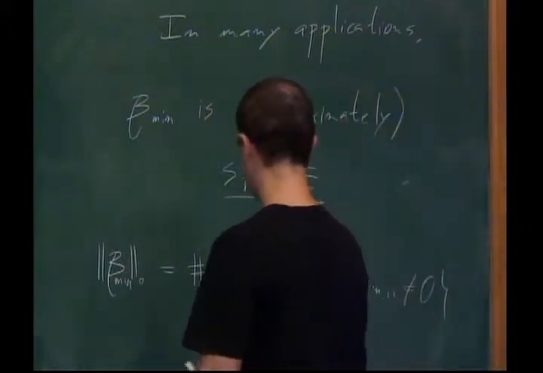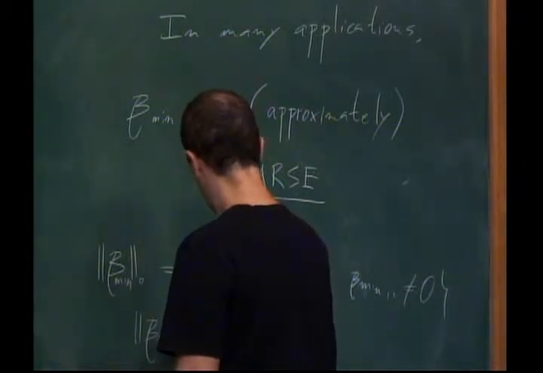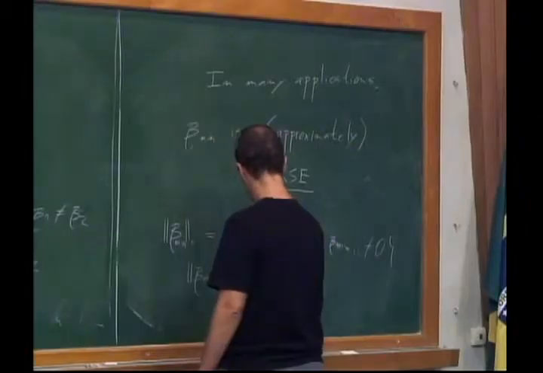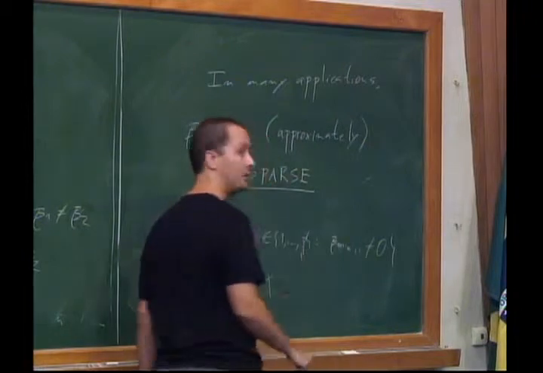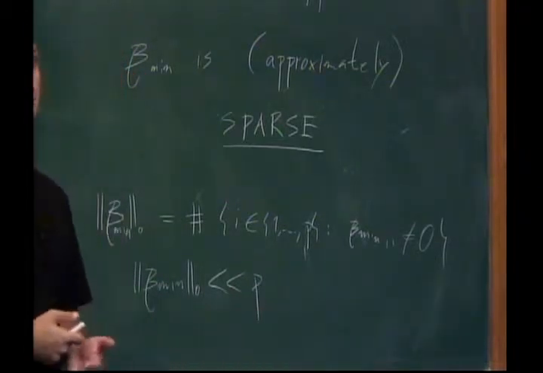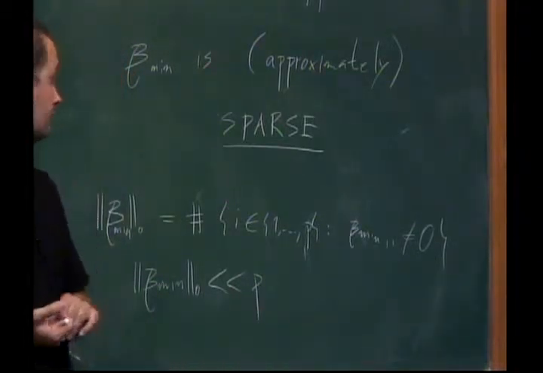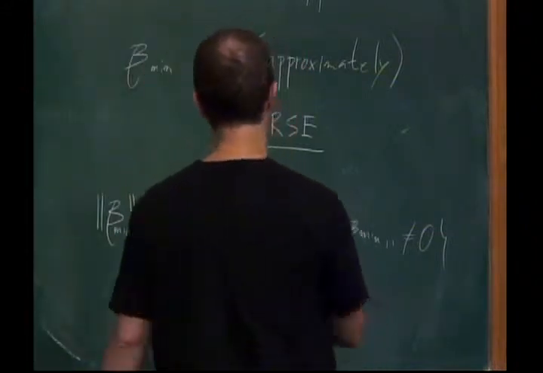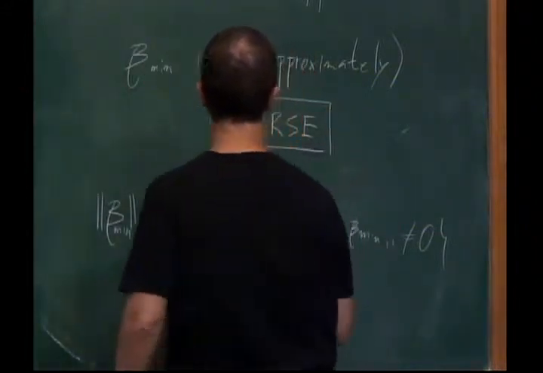And what I mean here by sparse is that either the number of non-zero coordinates of beta min is much less than the ambient dimension, or you can approximate it very well by a vector that's sparse. Maybe your vector beta min has 3 coordinates that are very large, and all the other ones are tiny. You add them up, and the effect is minor. So in that case, we'd say that beta min is approximately sparse. Sparse is really the key word here.